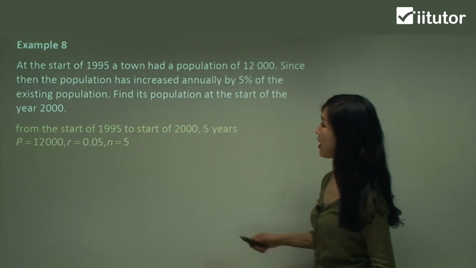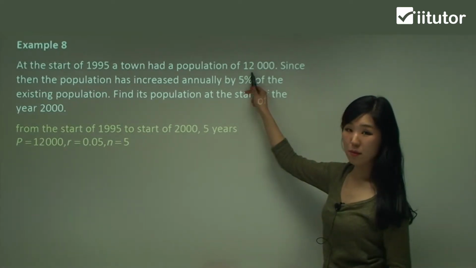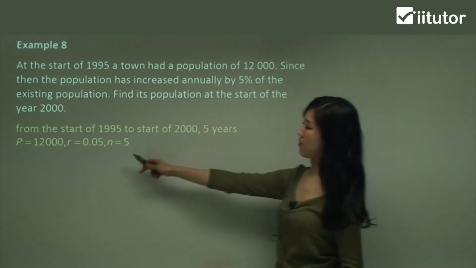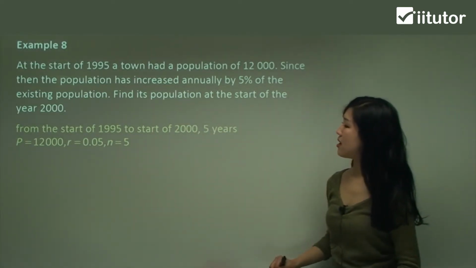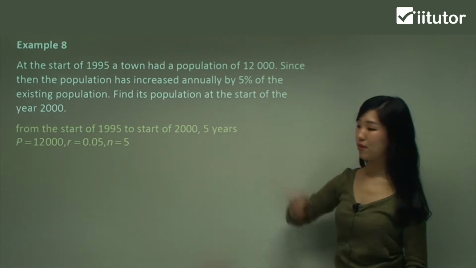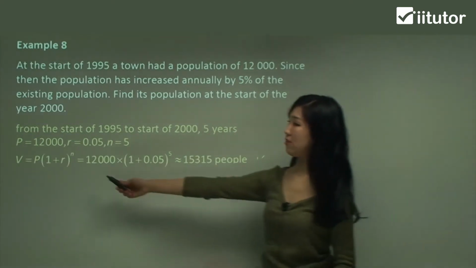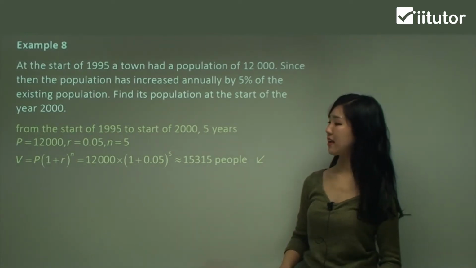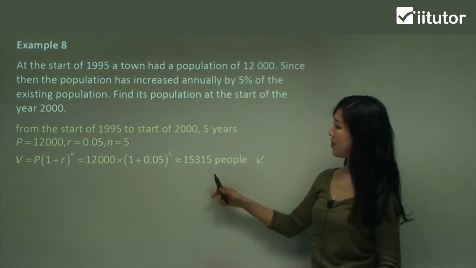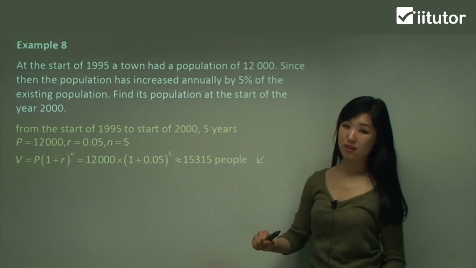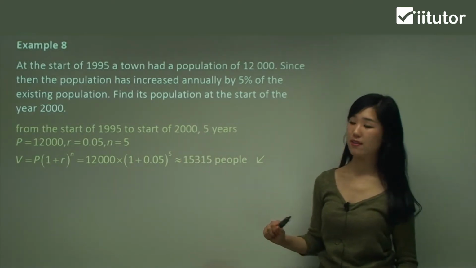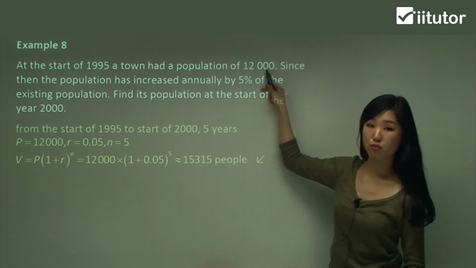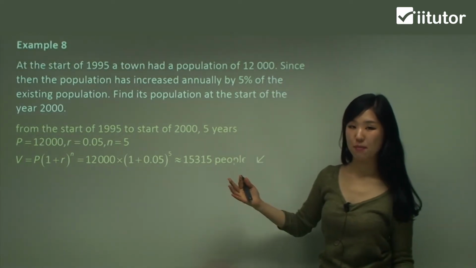So P is our initial value of 12,000. That was the original population. The rate is 5%, or 0.05 as a decimal, and the number of years is 5. Put all the values into our appreciation formula, not a big deal, put it in your calculator, and that's what you should get. So at the end of the year 2000, we have that many people, and as you can see, it's more than what we started off with, because appreciation happened.